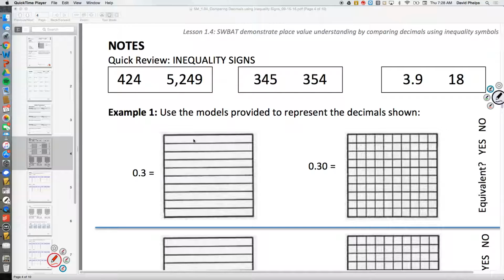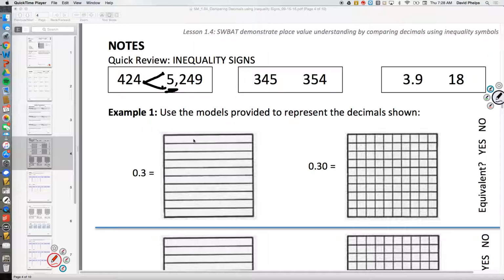5,249. Well, we know, because there's a 5 in the thousands place here, that this number, 5,249, is greater. So we're going to put two dots next to the larger value, just like I did there. Draw two dots. And the smaller value only gets one little dot, because it's smaller. It gets one dot. And then just connect your dots, bloop, bloop, and you have your inequality sign.